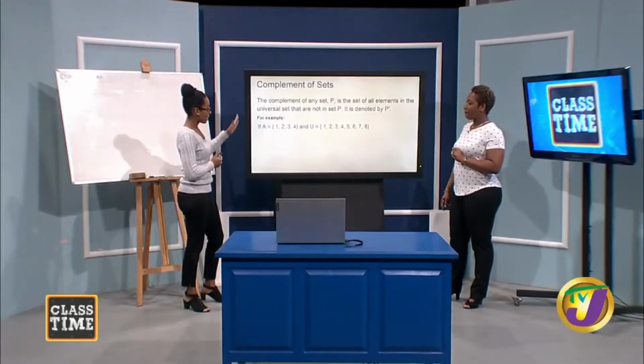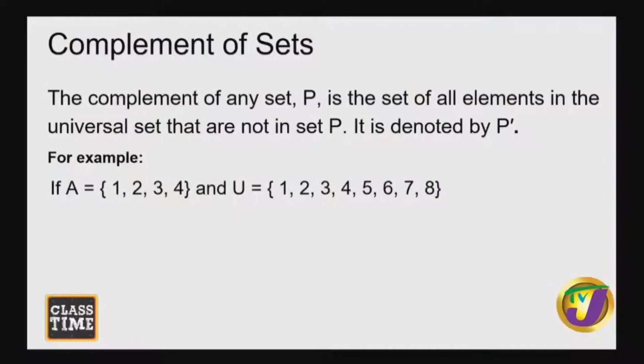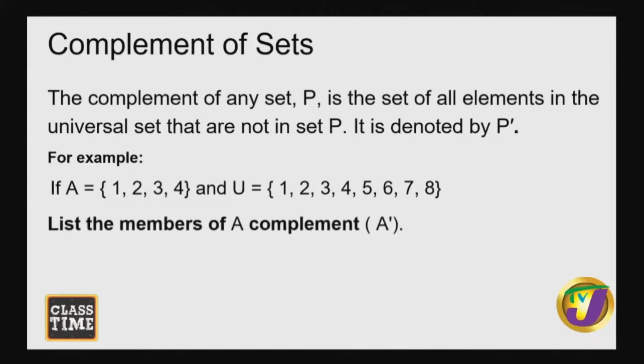So here we have set A being 1, 2, 3, 4, and our universal set being 1, 2, 3, 4, 5, 6, 7, 8. List the members of A complement. First I have to examine what is in A, and I realize it's 1, 2, 3, and 4. In the universal set, I would just look at what is not in A but in the universal set. So that would be 5, 6, 7, and 8.